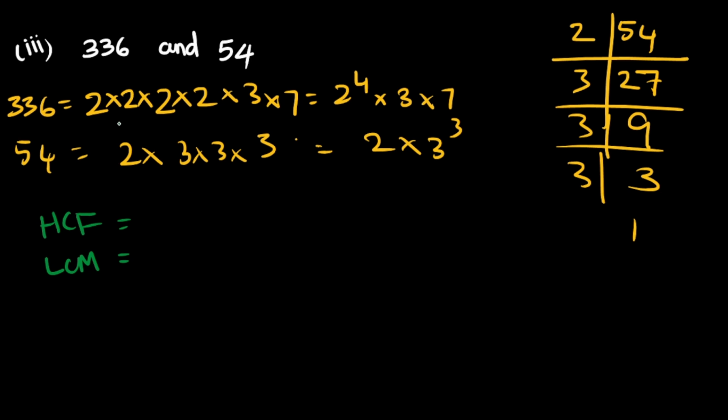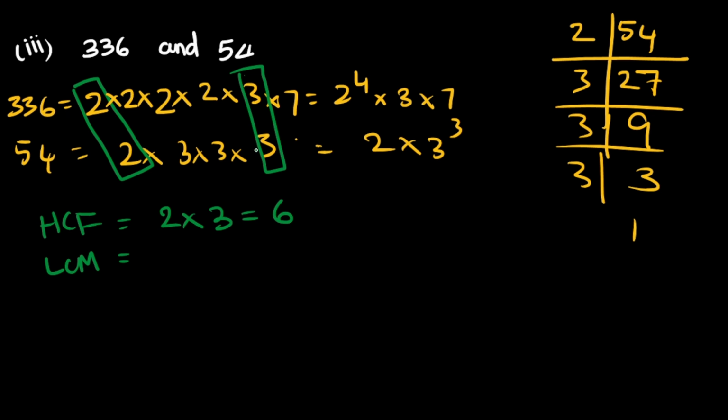For the HCF you can take the common factors outside, pairing and taking them outside. 2 is common here, so take 2 here. Then this 3 is here, so you take common 3. So it is 2 into 3, this is 6, the HCF, right? If you check in terms of power, here you have 2 common, 3 is common.